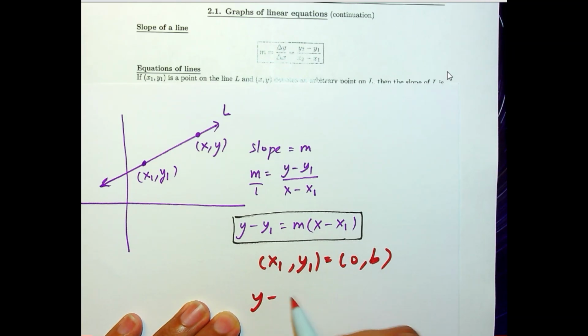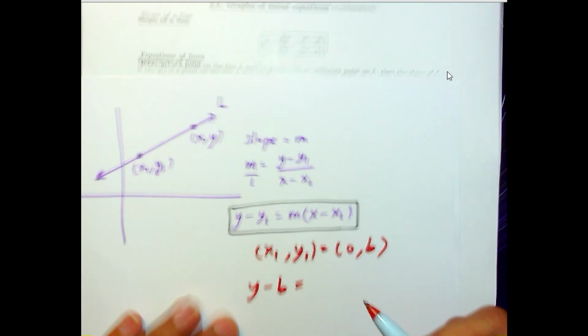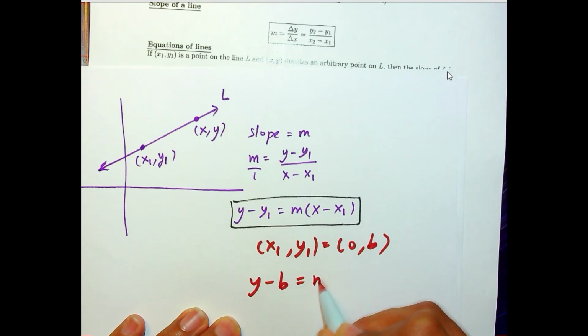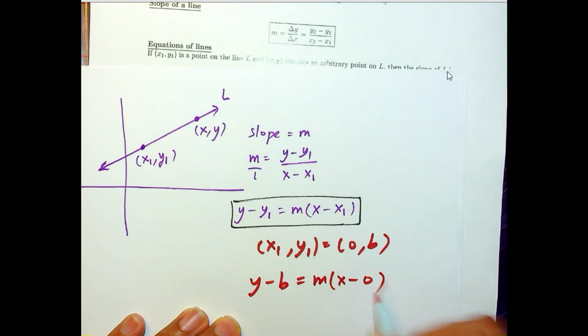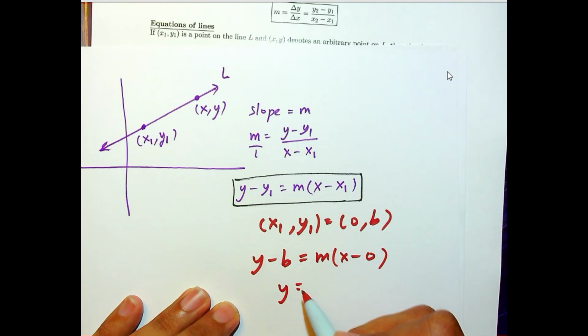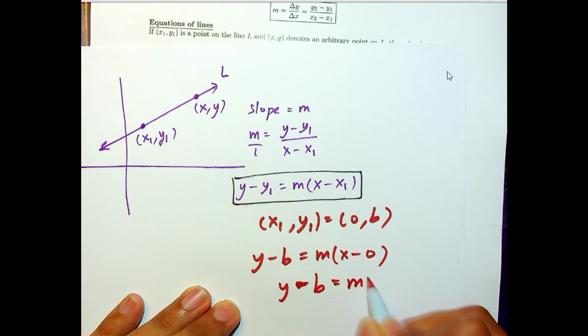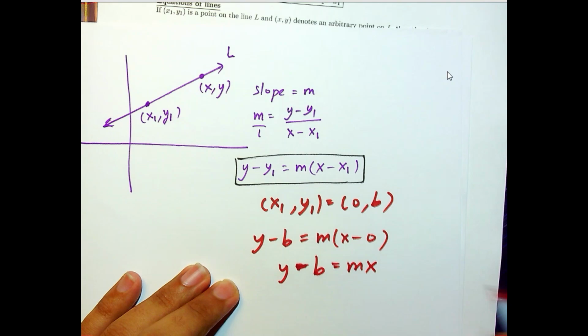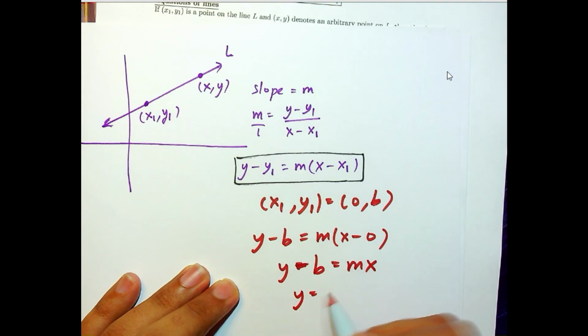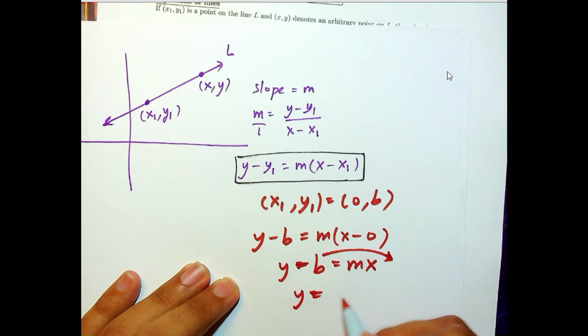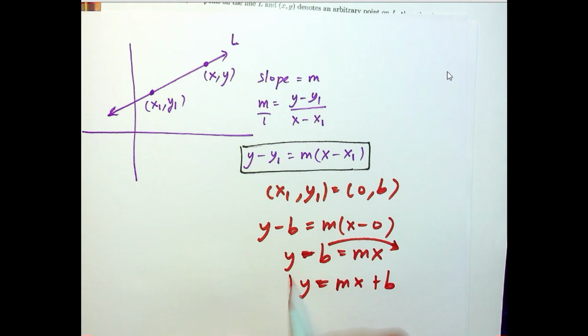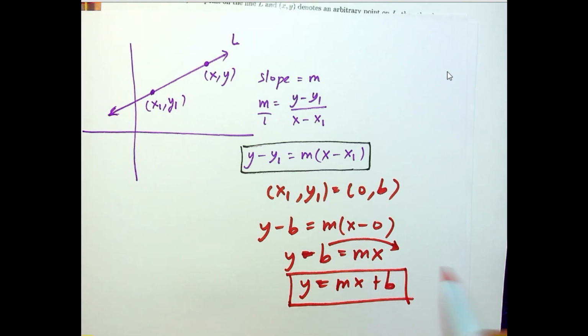y1 is b. So you would get y minus b equals m, and then the x1 is 0, x minus 0, which simplifying gives you y minus b equals mx, because x minus 0 is just x. And then moving the b to the other side, right, move it to the other side, it becomes positive. You get y equals mx plus b. And that is the other form of the equation of a line that is pretty popular.